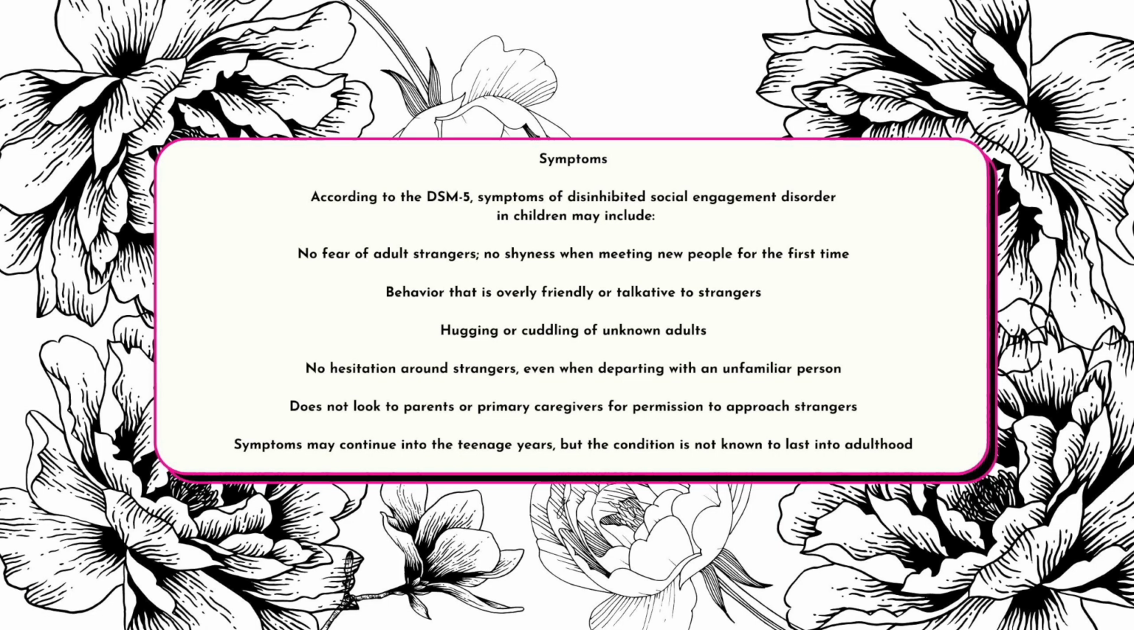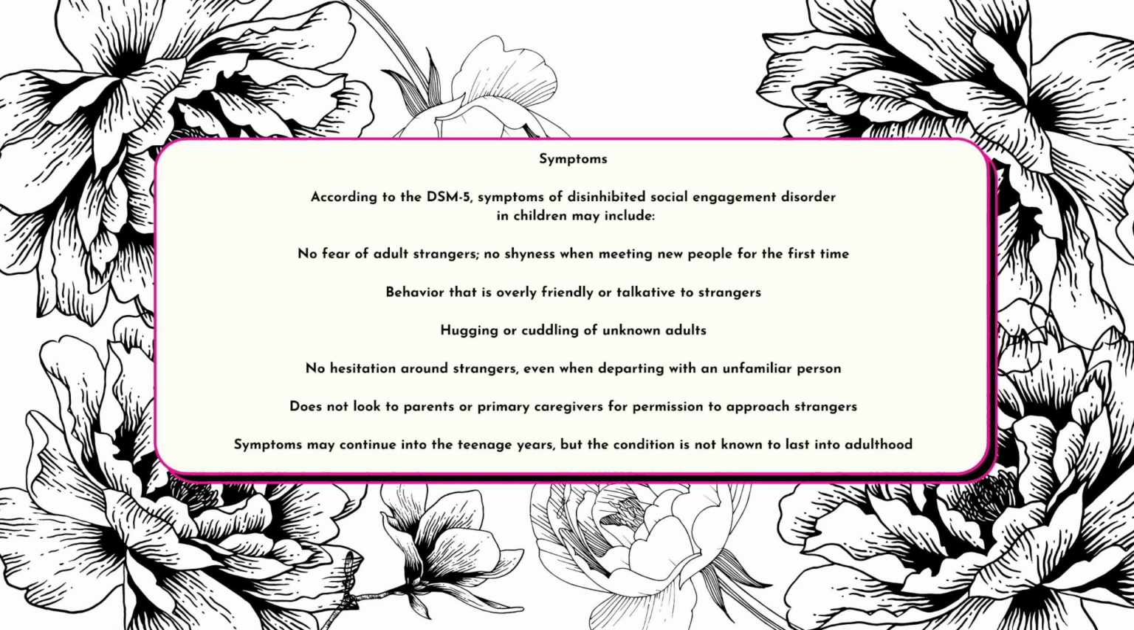And it does tend to come from severely neglectful and wounding early childhood experiences. And like I said yesterday, remember that for many kids who are having these experiences, this is way before language development and before their cognitive development, but the trauma is living in their bodies and it is playing out and shaping how they're engaging in the world. So we'll talk in a few minutes about where it comes from. But like I said, the symptoms look like no fear of strangers, hugging or cuddling unknown adults, just going up to anybody, behavior that is overly friendly and talkative to strangers, and doesn't necessarily look to parents or caregivers for permission to approach those strangers.